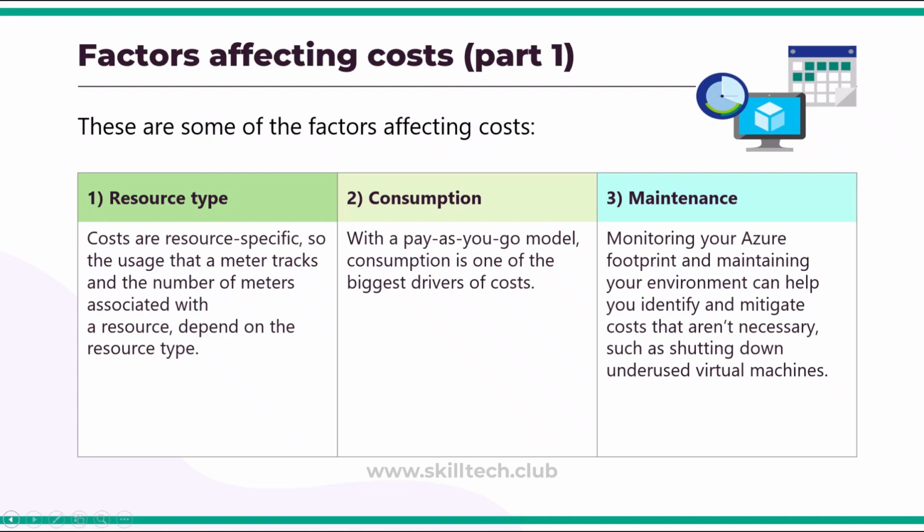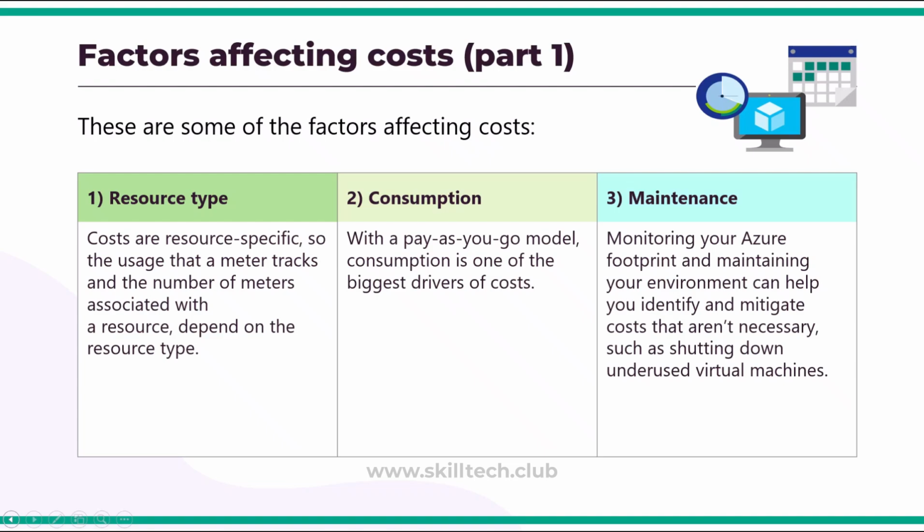Resource type is important because costs are resource specific. So the usage meter tracks the number of meters associated with the resource, which depends on the resource type. Obviously, when we discussed this thing, we mentioned that we have infrastructure as a service, platform as a service, and software as a service. So what kind of service you're creating, what kind of resource you're associating, that is important. Second thing is whether you are opting for a consumption model or not.